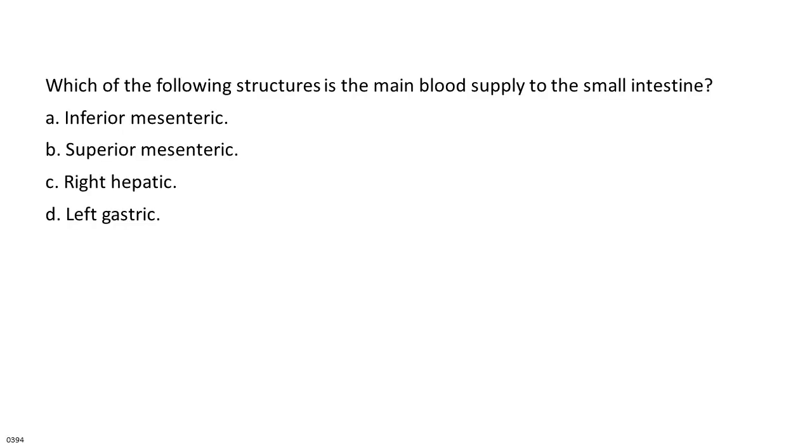Which of the following structures is the main blood supply to the small intestine? A. Inferior mesenteric. B. Superior mesenteric. C. Right hepatic. D. Left gastric.